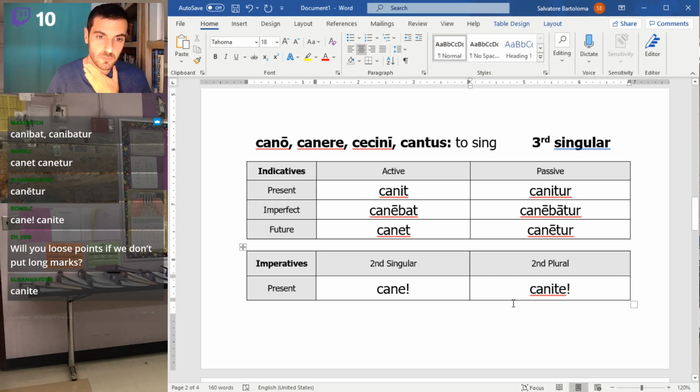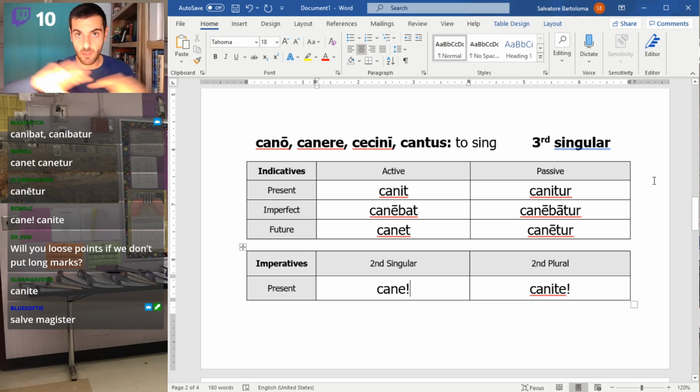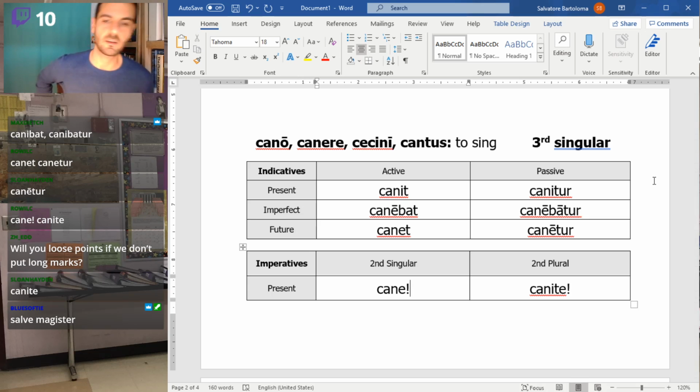You will not lose points. If you have the ability to put long marks, please do. Salve, discipule. What's up, Giancarlo? So try if you can. If you're not sure, just leave it off. I always accept the non-long-marked version of an answer. I always plug that in as an option for formative.